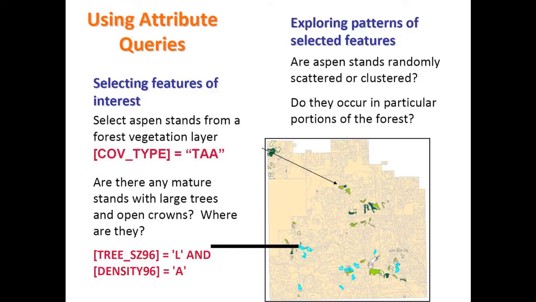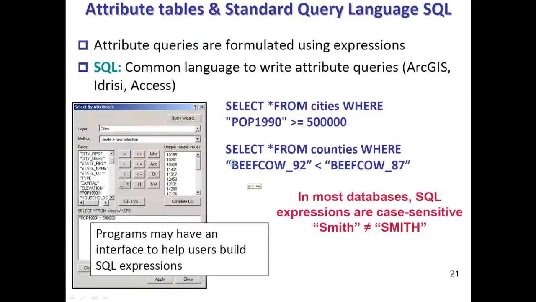So just some more examples of how we go about using our attribute queries. Here we have a vegetation layer.